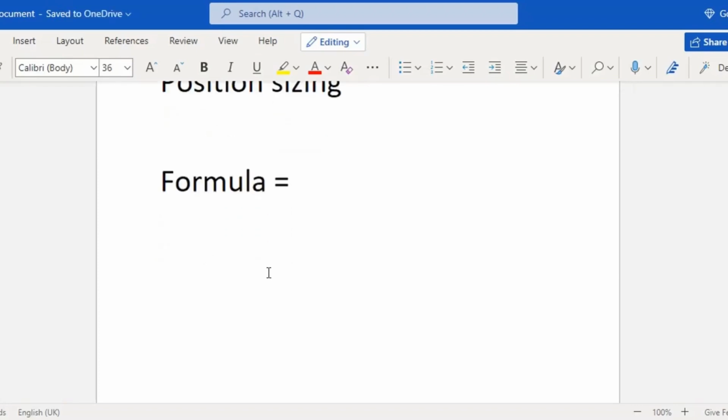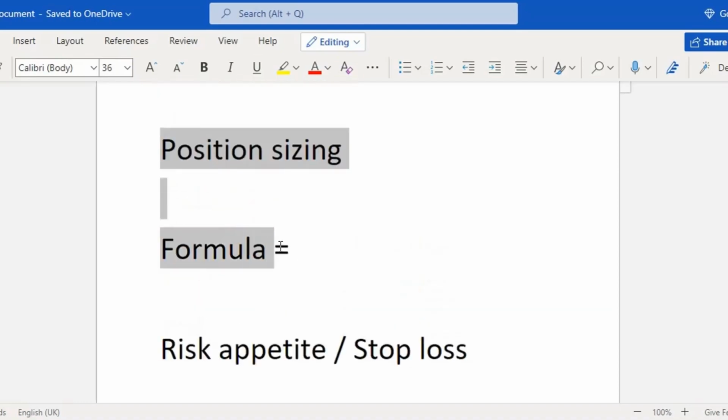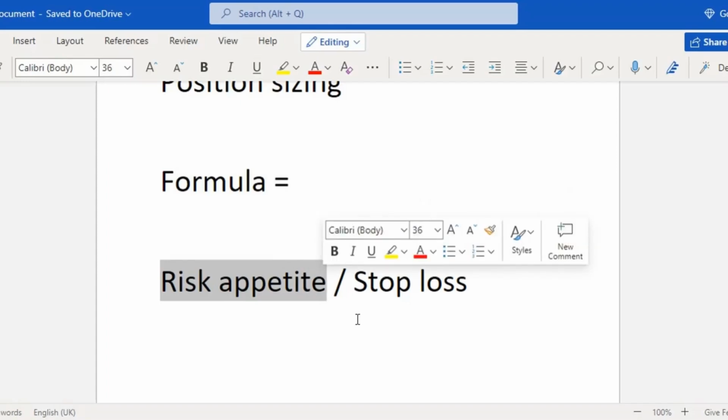The formula for position sizing is risk appetite divided by your stop loss. We will understand this with multiple examples until you get a hold of what and how to calculate position sizing. All right, so this is the formula: risk appetite divided by stop loss. What is risk appetite? Risk appetite is basically the risk that we are going to take on per trade basis.